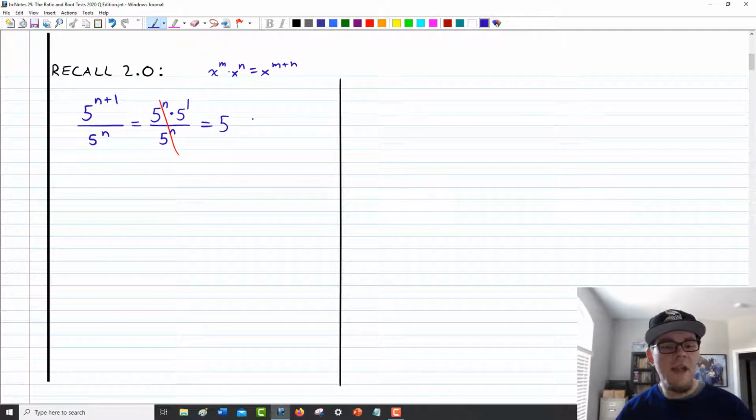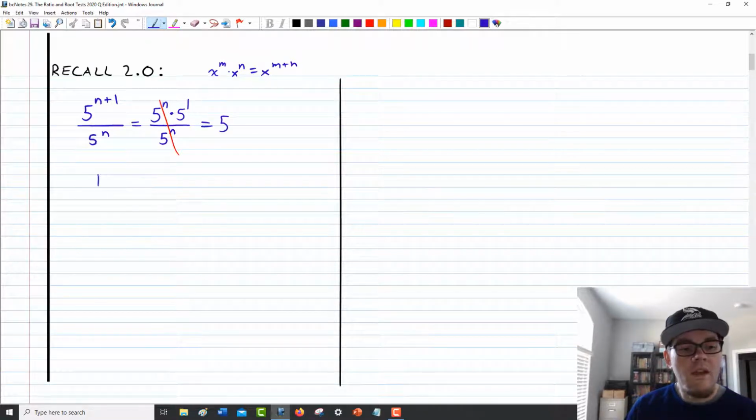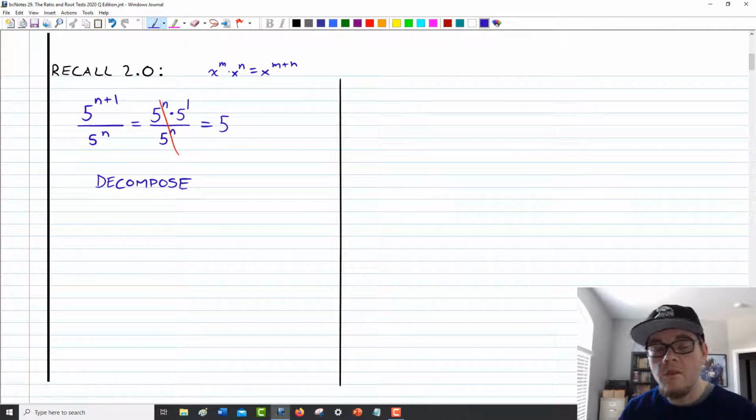So with these exponential expressions, it's important to decompose. In fact, I'll even say that in there. Just like it is for dead bodies, it's important for you with exponential expressions to decompose.